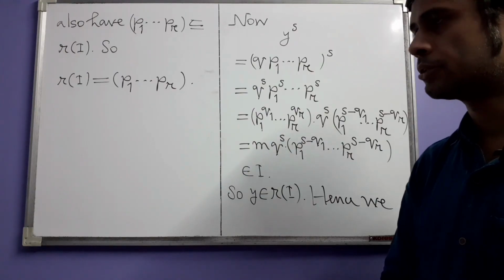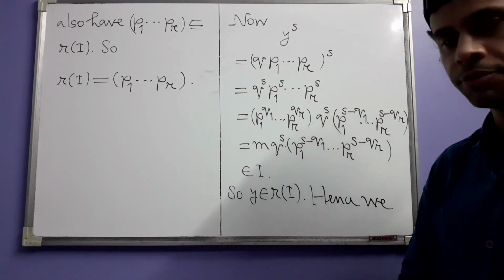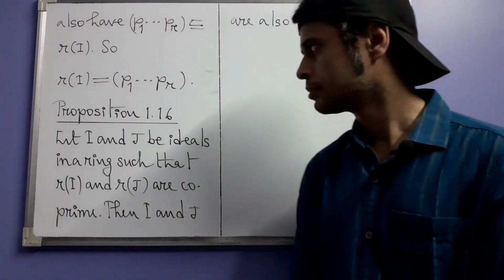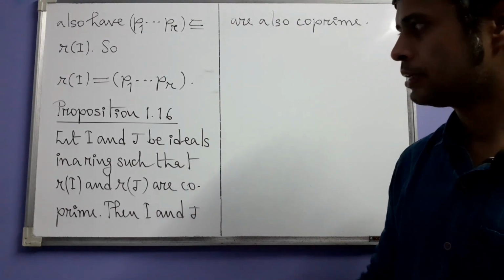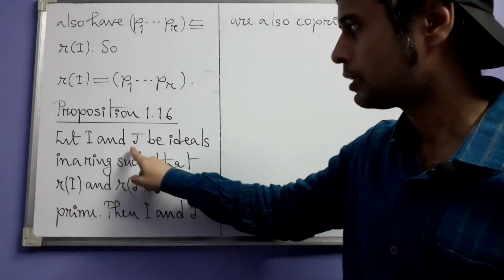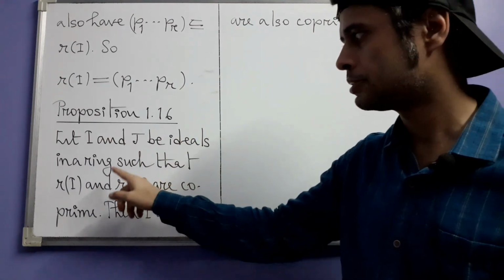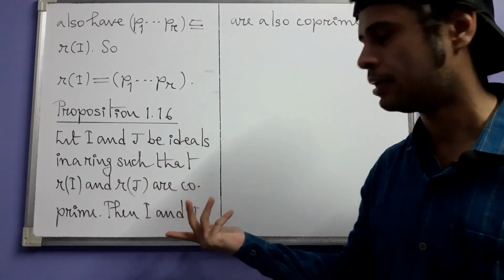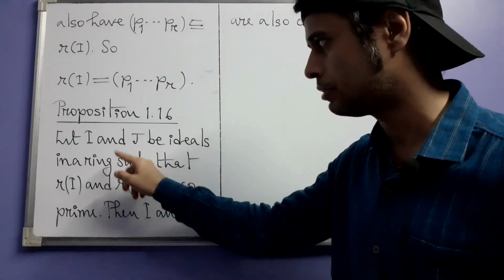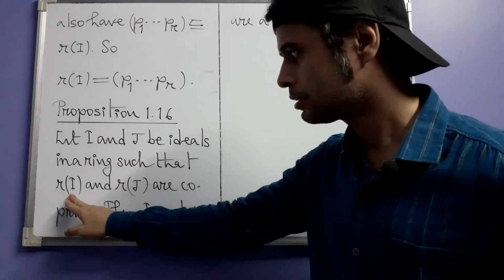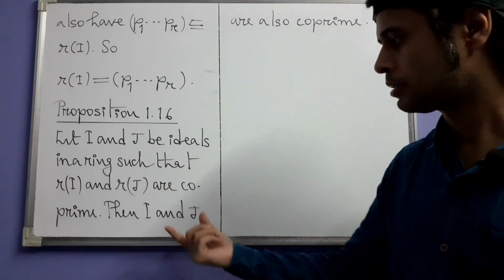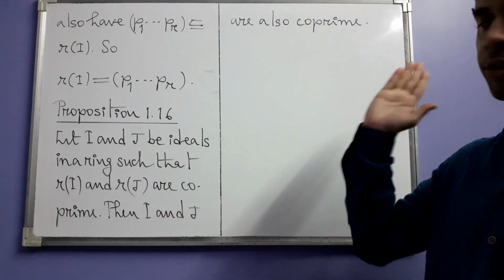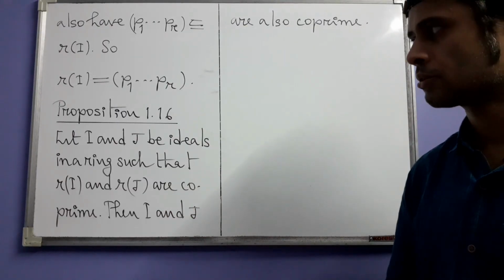And next we are going to see one proposition, again involving radicals. So next we have this proposition 116. It states that if I and J are two ideals in a ring A, I forgot to write that, so you have A here, such that their radicals are coprime, then I and J themselves are also coprime. So let's see the proof.